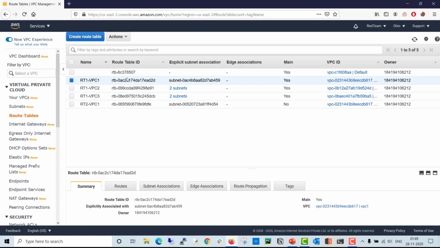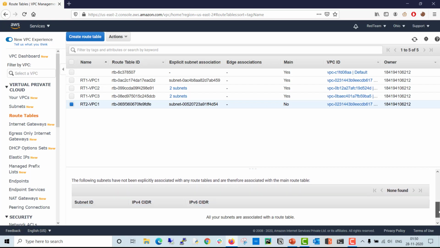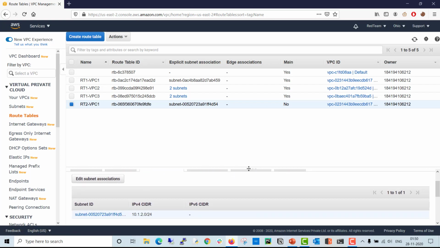So you can see here 2 routing tables. This one is associated with this subnet, and the other routing table is associated with this subnet. Both these subnets belong to VPC1. So this is how you can divide it. You can have a different routing table for different subnets, and you can have the same routing table for different subnets. So there are two routing tables in VPC1, and each is associated with only one subnet. This is the association, and this is really important.